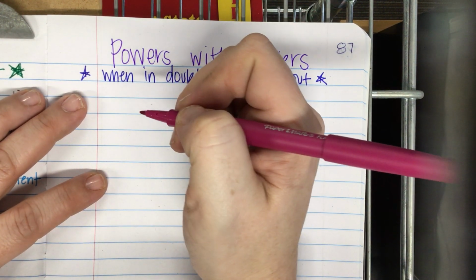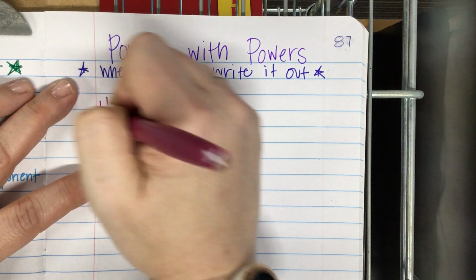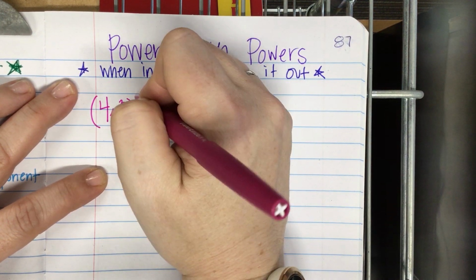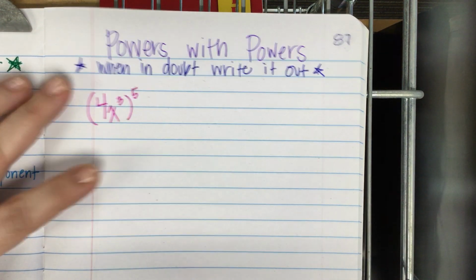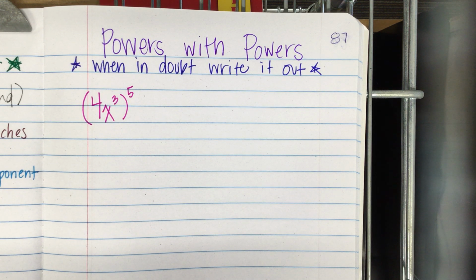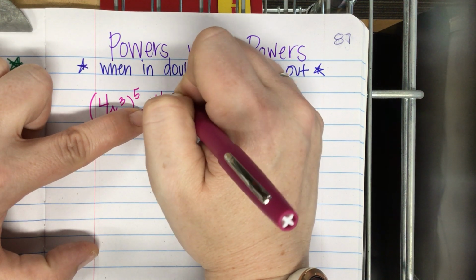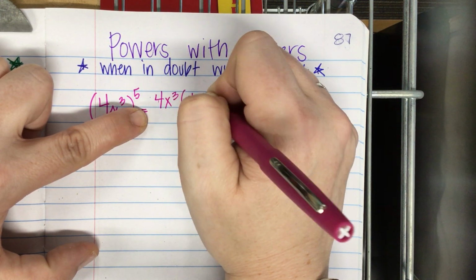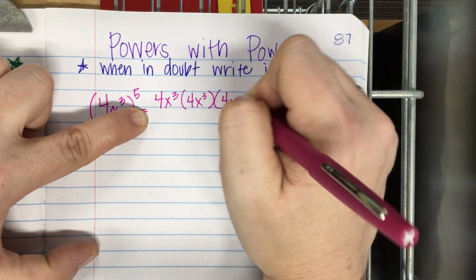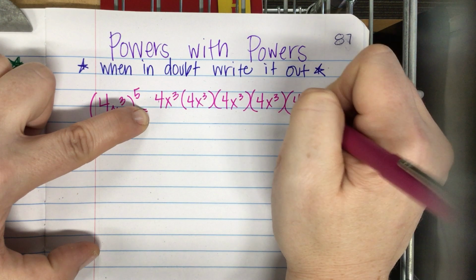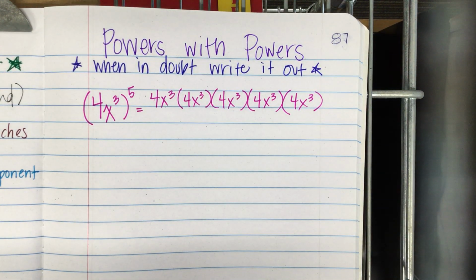So for example, if I gave you, let's start out simple, right? 4x to the third, to the fifth. So I've got a power inside of a power. It's a nested problem. If I was going to expand that, that would look like 4x to the third, 4x to the third, 4x to the third, 4x to the third, 4x to the third. Do you agree?